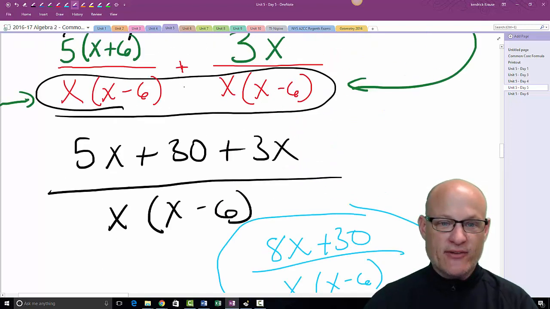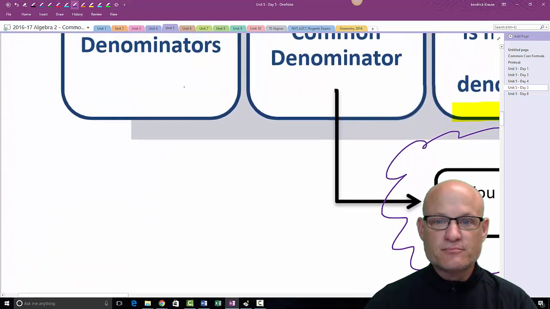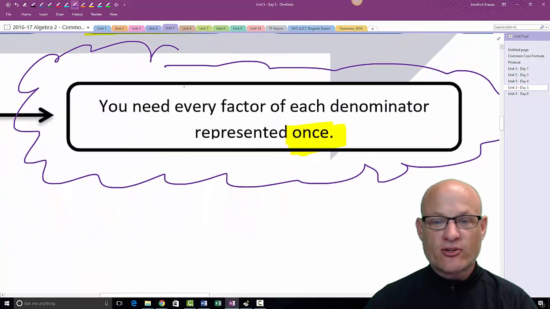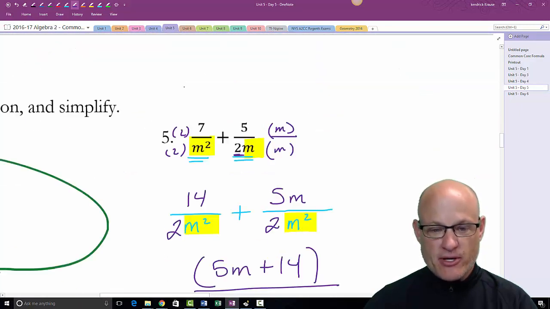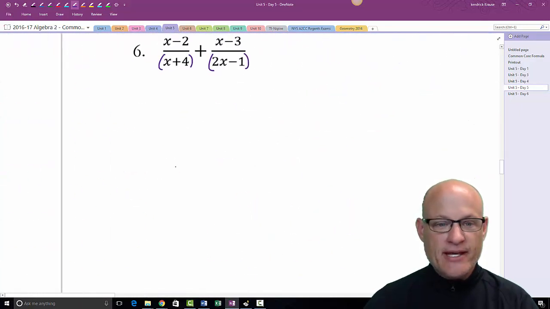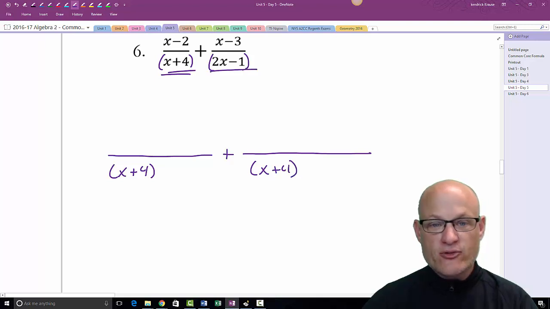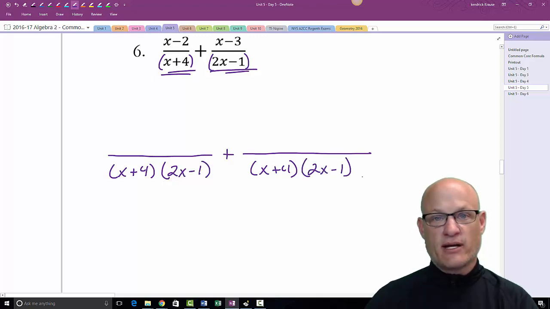But what I said in the directions is find the least common denominator, and you need each factor. You need every factor represented once in the denominator. So if I look at these, in my common denominator I need x plus 4. It needs to be represented once in each denominator. Oh, I have a 2x minus 1. That needs to be represented once in each denominator. So there is my common denominator.